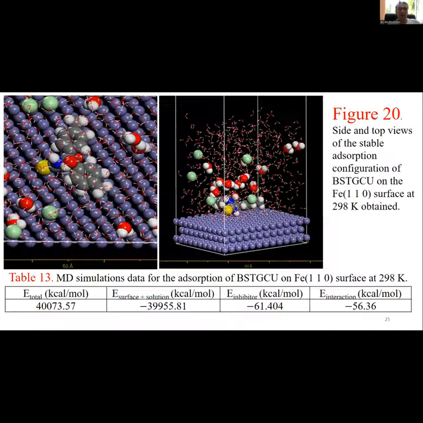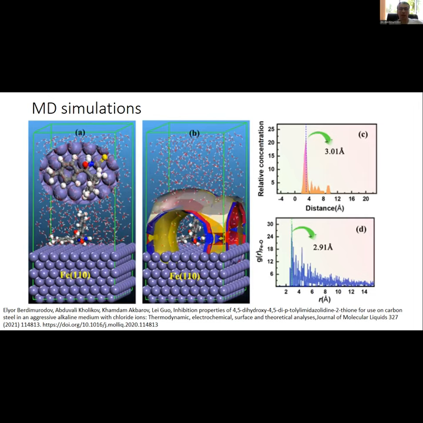The next one is a very interesting analysis, molecular dynamic simulation. In this analysis, you can see the electrostatic interactions on the metal surface at atomic scale. Because organic molecules have many centers, maybe which centers are more favorable in the adsorption process, you can identify by molecular dynamic simulation.